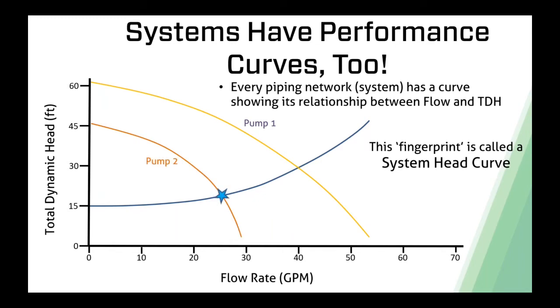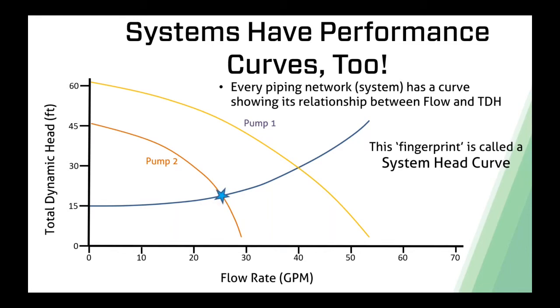If we don't put pump 1 in and we instead select a different pump, pump 2, we're going to get a different interaction with that system. So in this case, if we use pump 2 instead of pump 1, we may only get about 25 gallons a minute. And you can see that if you were to project that operating point straight down, that's where I'm getting that 25. And again, if you look at the intersection between pump 1 and the system head curve, it'll intersect there at about 40 gallons a minute.